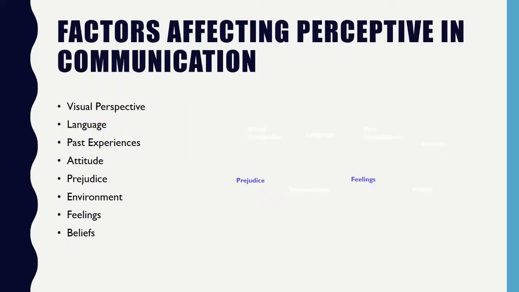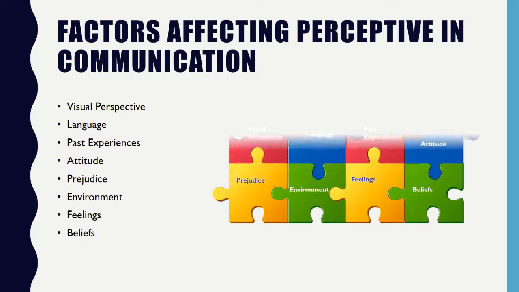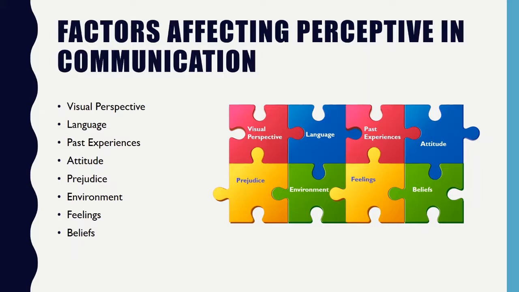Factors that can affect perspective in communication. Here are some factors: visual perspective, language, past experience, attitude, prejudice, environment, feelings, and beliefs. Okay, let's learn them one by one.